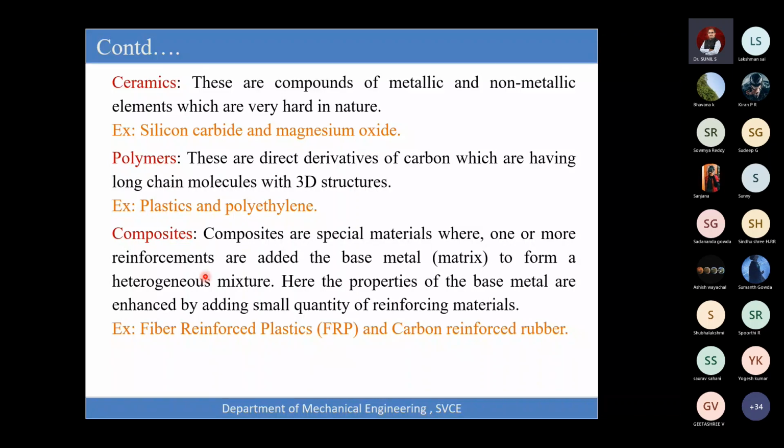Some of the examples are silicon carbide. These carbide tools are used in various machining purposes. They are the hardest ones, right? So to get that hardness, we use some metal and a non-metal and we mix it homogeneously, right? Some of the examples of ceramics are silicon carbide, magnesium oxide, etc.